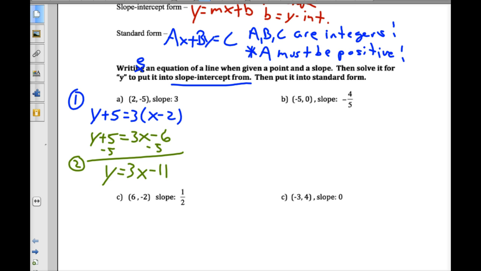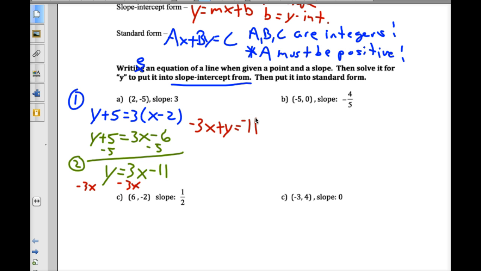Everybody try to put that one into standard form. All you got to do is move your x's over. You guys have done this before. And then we'll divide by -1 because x is 1. So I'm going to subtract 3x from both sides. Negative 3x plus y equals -11.